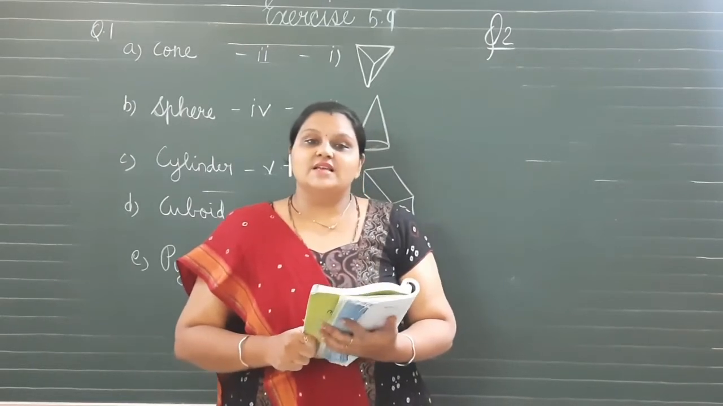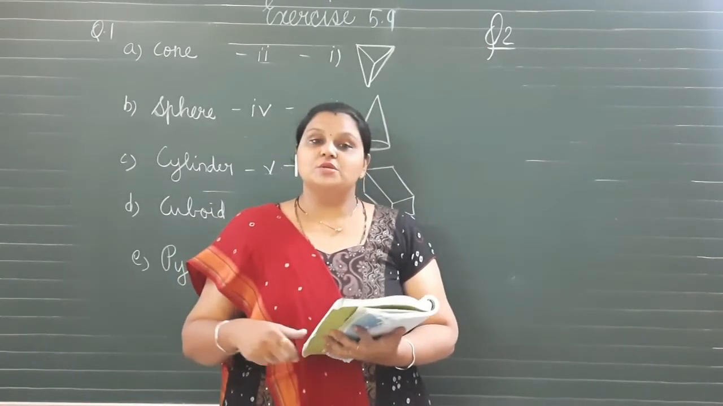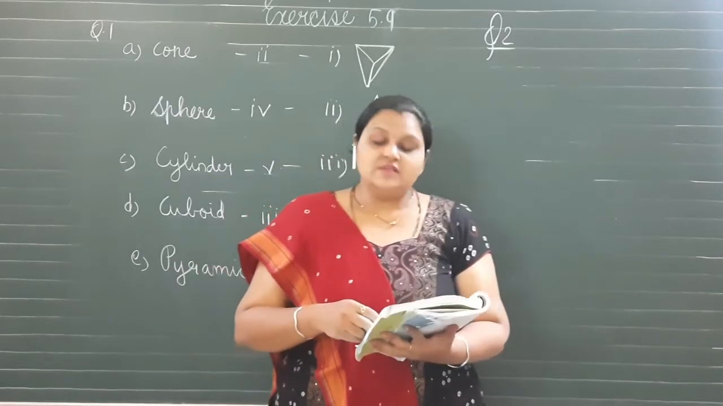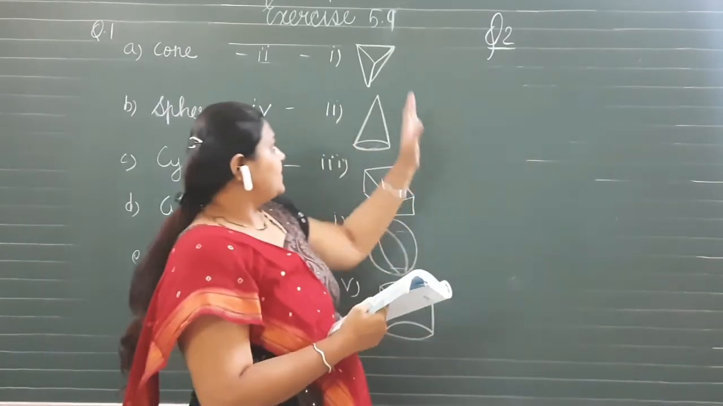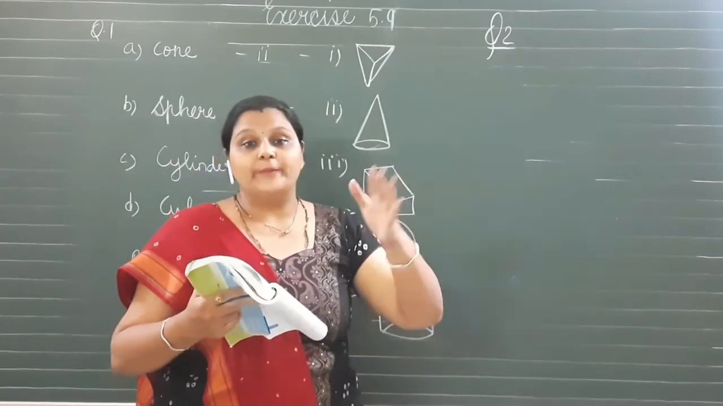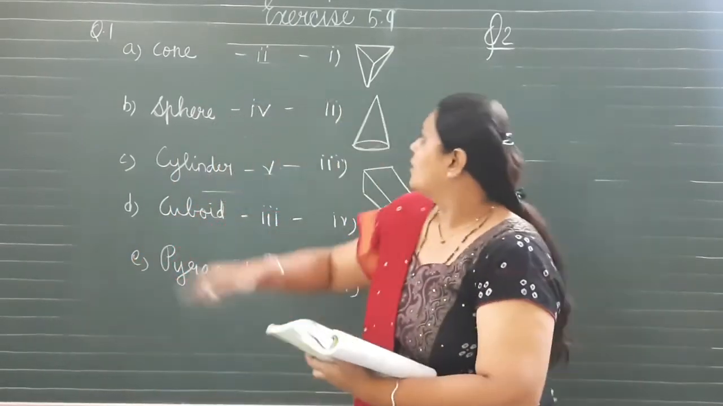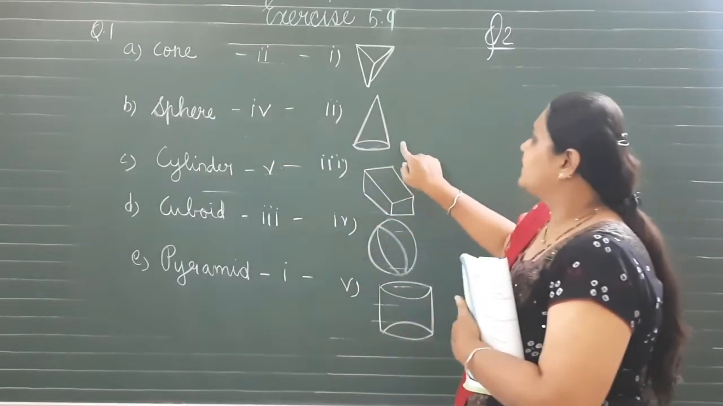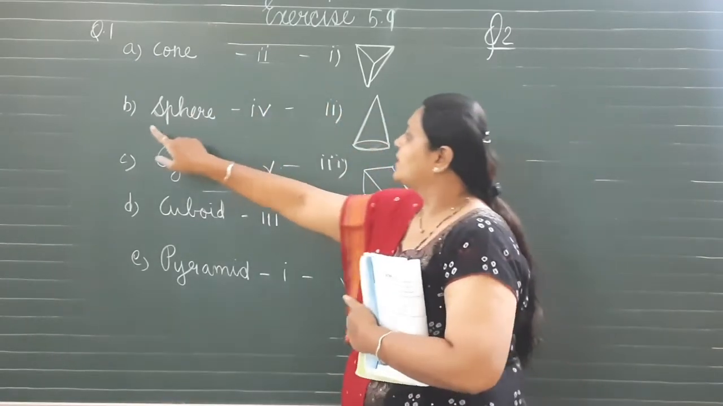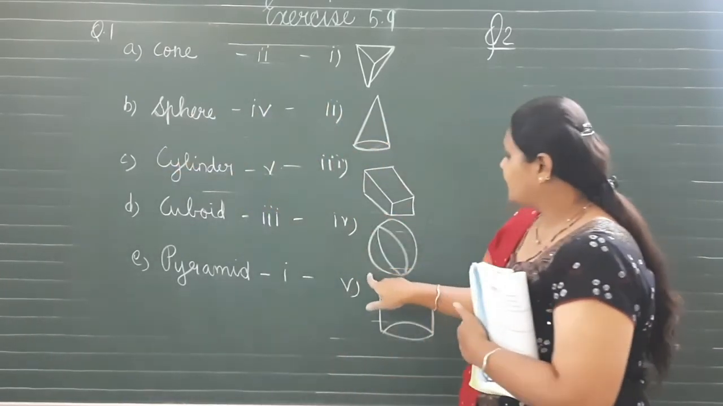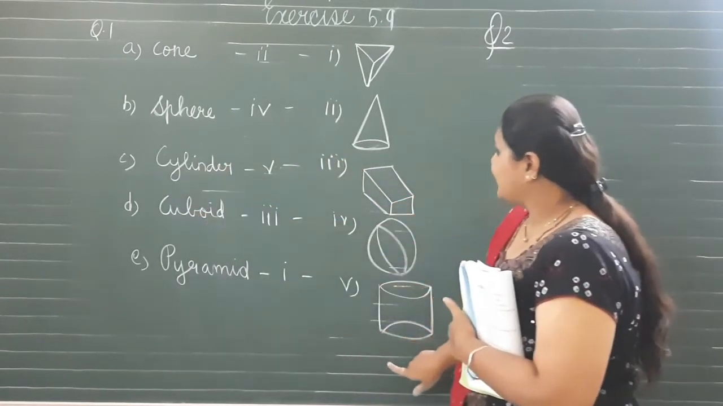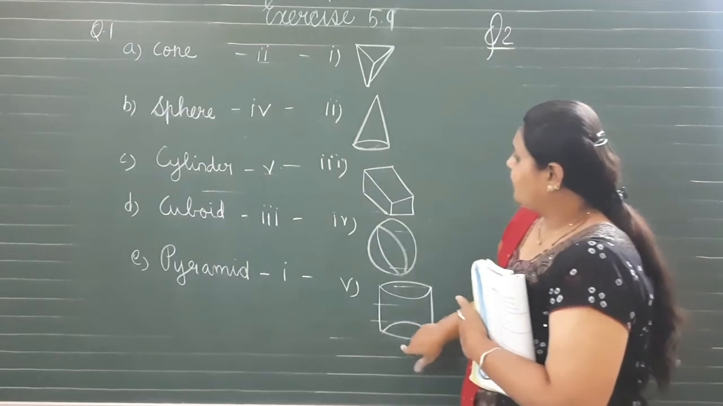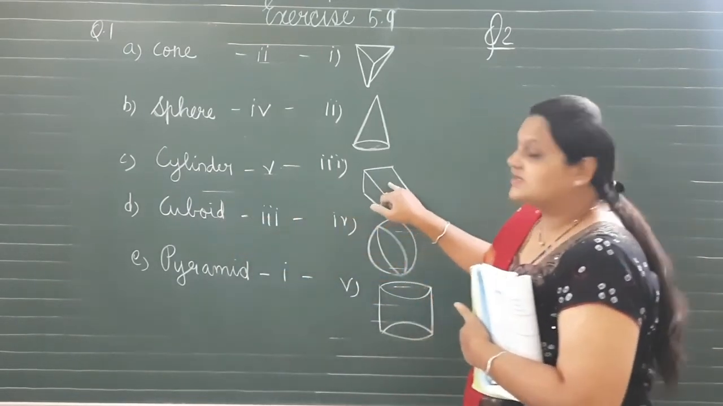Let us see exercise 5.9. Match the following. Here, on one side the names of the shapes are given, and on the other side the shapes are given. We have to match according to the name. Cone. Here one is this shape, so the answer is B. Sphere. Sphere is this. Cylinder is the fourth option. Last option, option number 5. Cuboid is this.